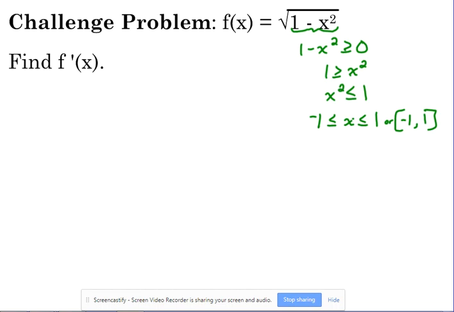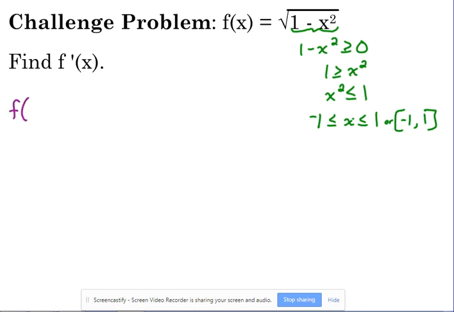But I want you to pause the video, and I want you to see if you can find the derivative of this function. I'm going to give you a second. Pause it, you work it out, and then come back and watch me work it out.